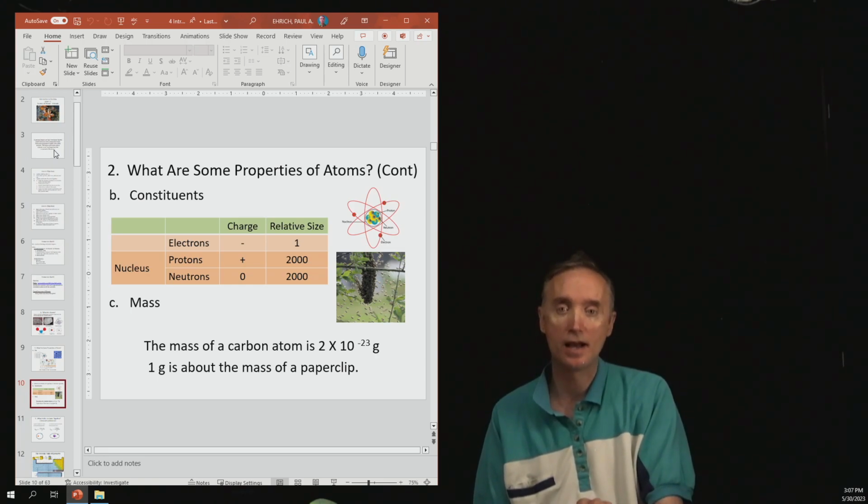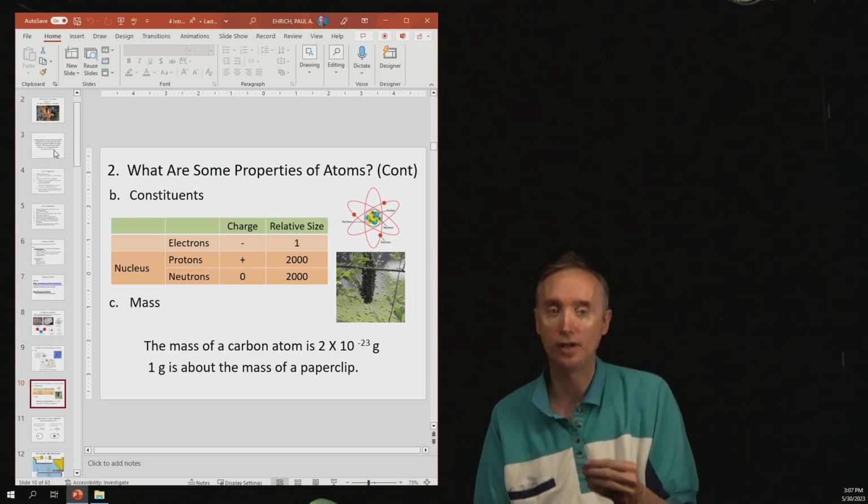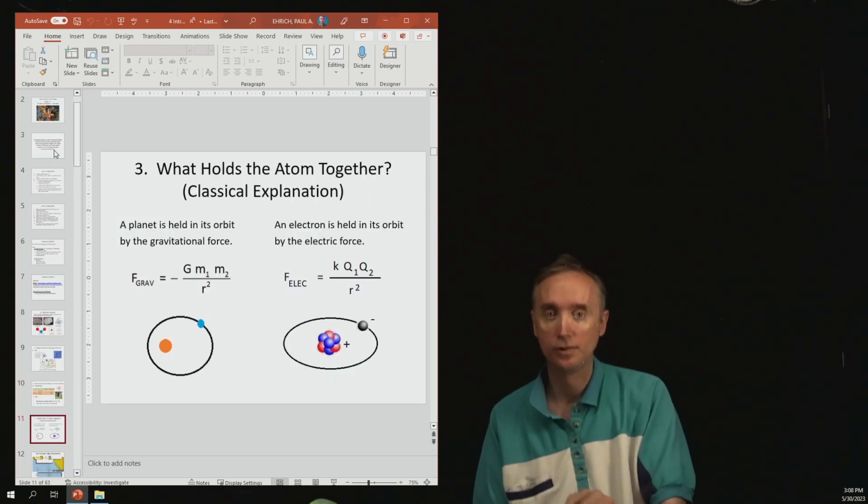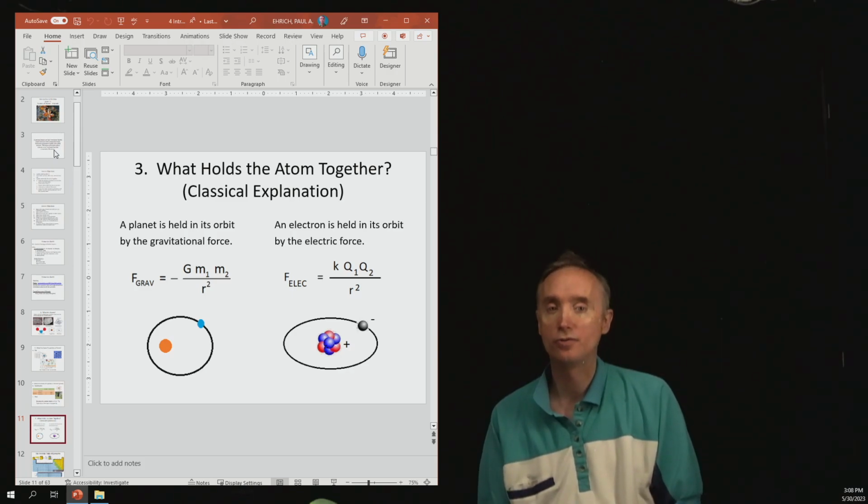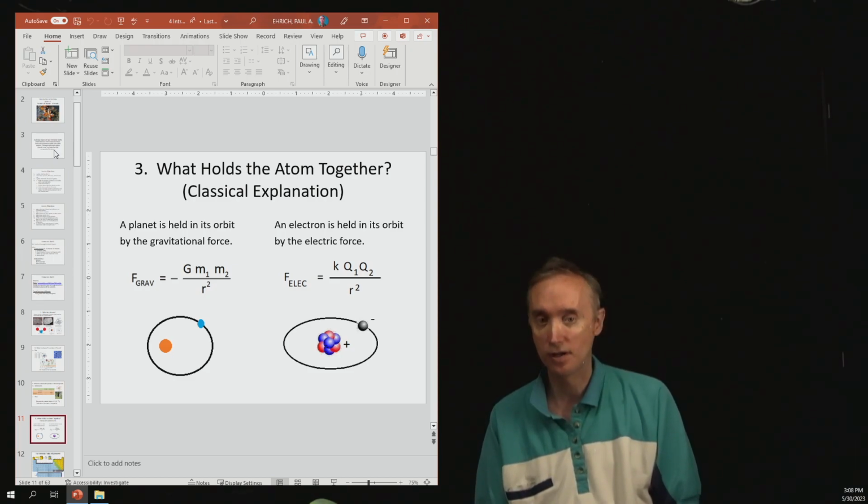Another thing about the atom is notice the mass of an atom is incredibly small, so that you cannot take an atom and put it on a scale and measure its mass. Then you should know that the force of electricity is going to be what holds the atom together. Since the protons are positive and they're in the nucleus and the electrons are negative, opposites attract. You don't need to know the formula for the exam.